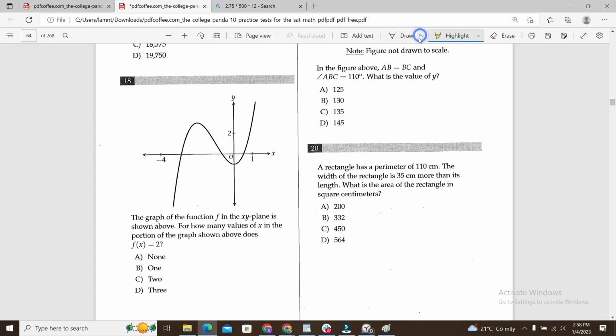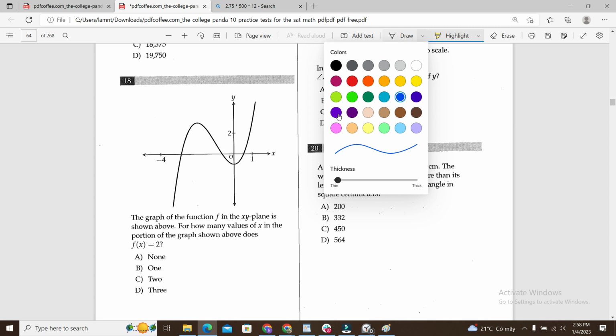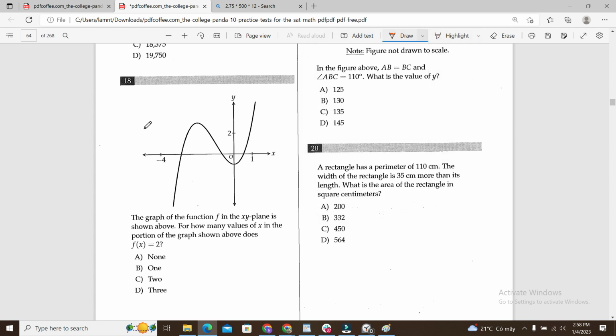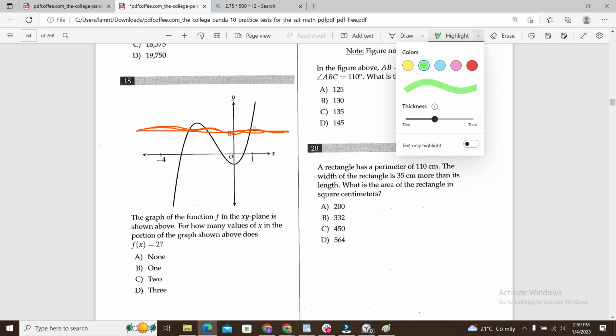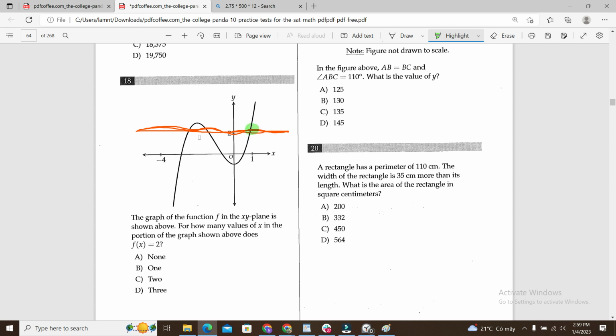Okay, so if you want to calculate whether f(x) is equal to 2 or not, you're going to have to draw a line at y equal to 2, like this. So you have to draw a line through y equal to 2, and we have to check how many intersections the graph has with this yellow line. Okay, so let's count. This is the first intersection point here, second intersection point here, and third intersection point here.